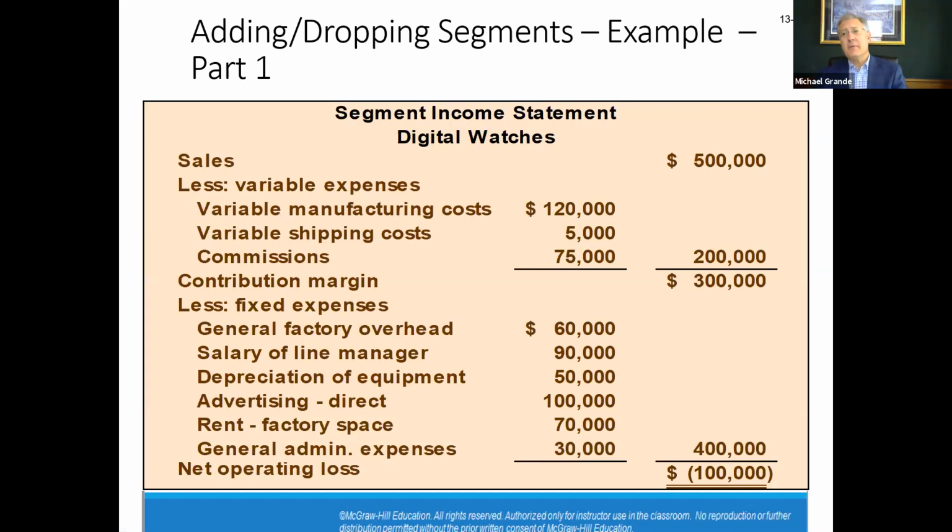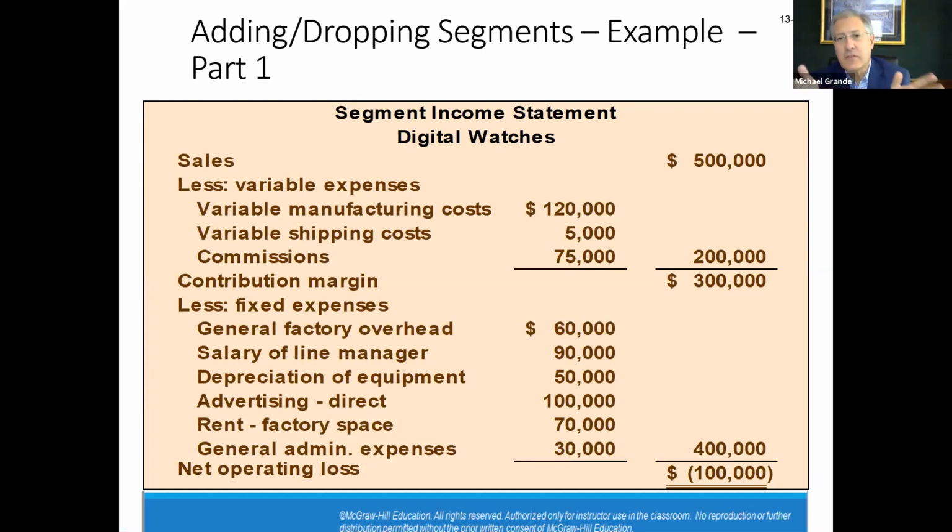So here's an example. We have the digital watch company. They've got $500,000 in sales, $200,000 in total variable costs, and their contribution margin is $300,000. And you can see they've got $400,000 in fixed costs, net operating loss of $100,000. So the question is, if they eliminate the division, what goes away?